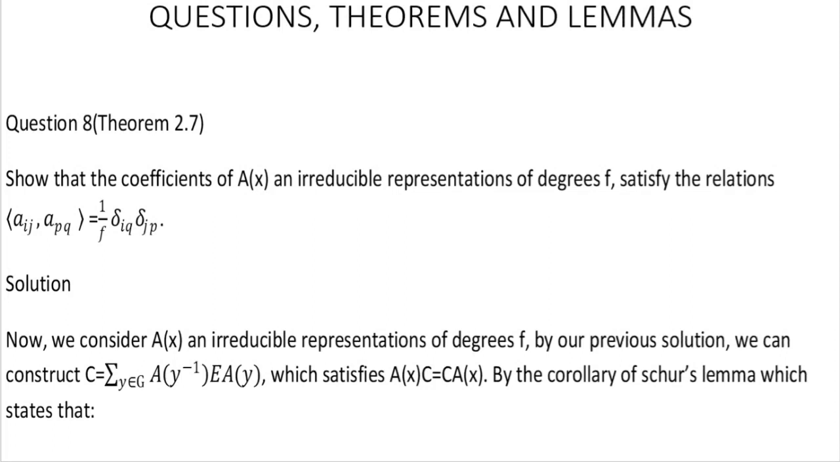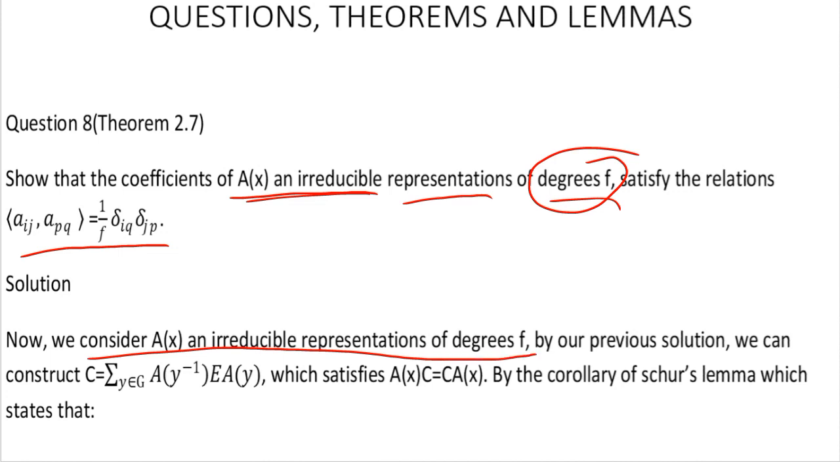It says show that the coefficients of A(x) are an irreducible representation of degree f. Take note of its degree. It satisfies this inner product. Don't be scared of all the deltas you see; you will see us prove it. Now we consider the fact that A(x) is irreducible and its degree is f. Once we have this irreducible property, we want to do things like inner product. Just remember immediately that we can construct a C of this one.